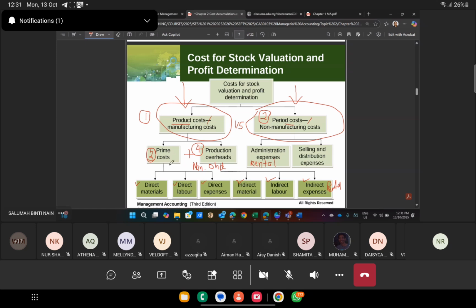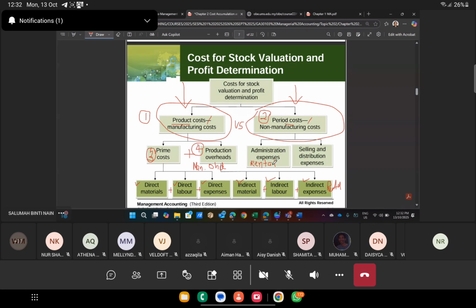So what are the items of prime cost? Direct material, plus direct labor, plus direct expenses. And what is manufacturing overhead? Indirect material, indirect labor, and indirect expenses. And these are the two types of period cost.